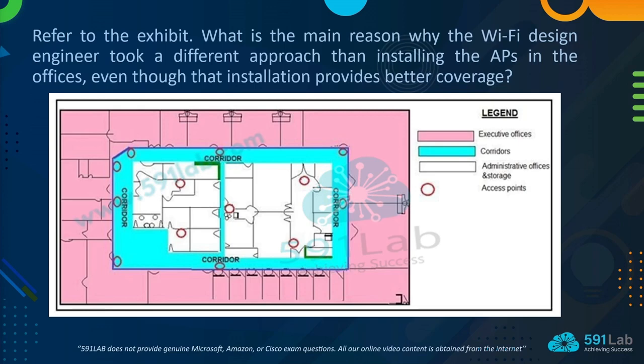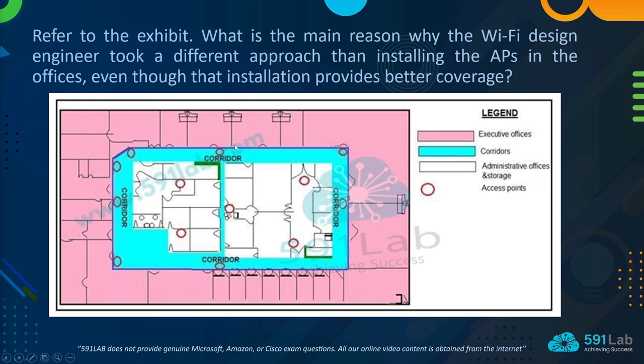For example, we have this question about what is the main reason why the Wi-Fi design engineer took a different approach than installing the APs in the offices, even though the installation provides better coverage. We can see here in the pink, it's the executive offices, the CEO of the company, basically the most important offices in the company, yet we do not see any access point. The red dots or the red circles are the access points. We can see that he installed them in the corridor and in the white offices, which are the administrative offices.